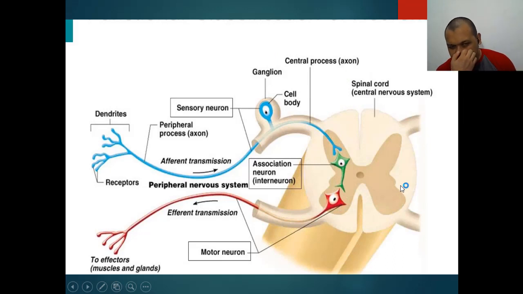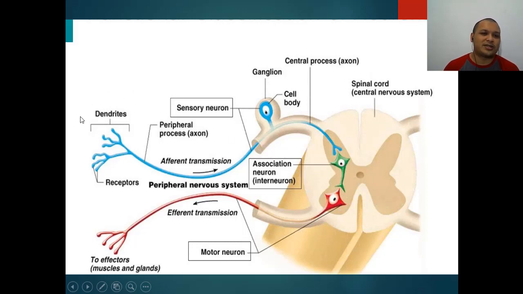So now we will see examples of the types of neuron. In this case, we have three types of neuron, for example in a reflex. What happens with our reflex? The first neuron is the efferent neuron, then the next one is the association neuron, or interneuron. And then the third is the afferent transmission neuron, the neuron that accepts the information.